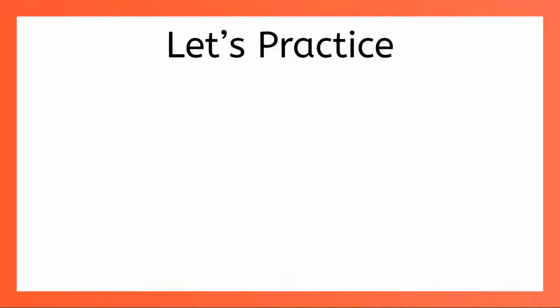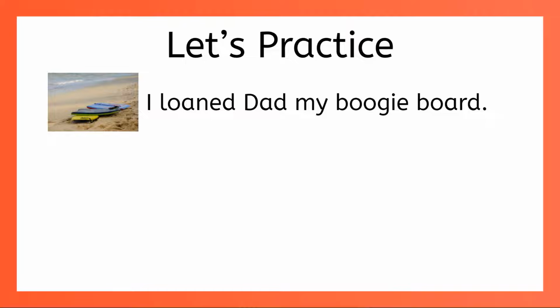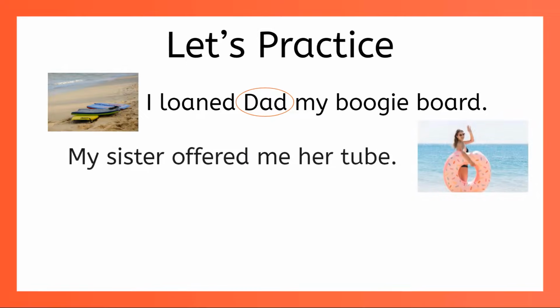Let's practice finding indirect objects with a few more details from the beach trip. First, I loaned Dad my boogie board. Did you spot the indirect object? It's Dad. He's the one to whom the boogie board was loaned. And my sister offered me her tube. That was nice of her.